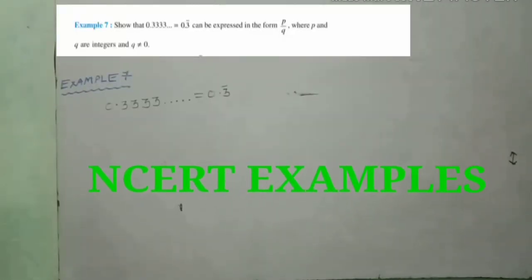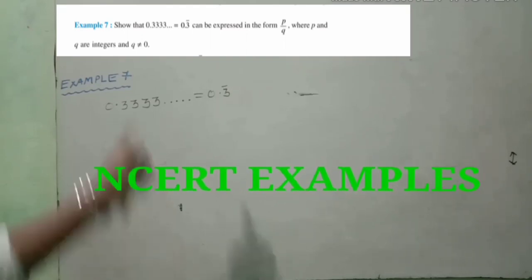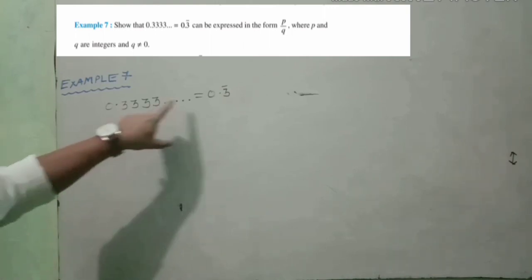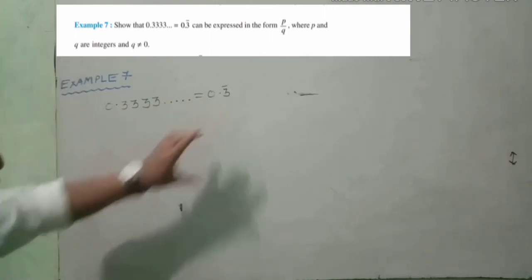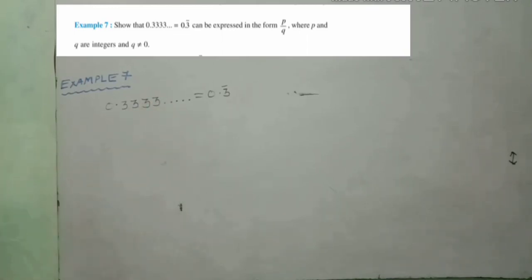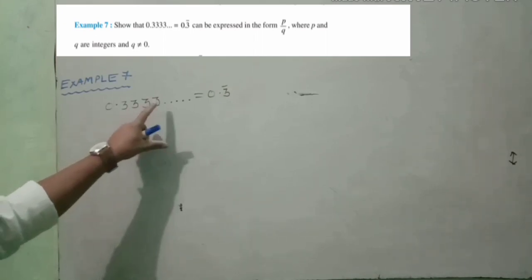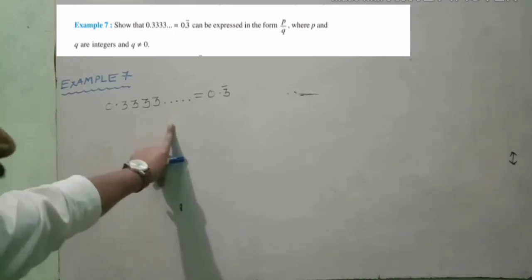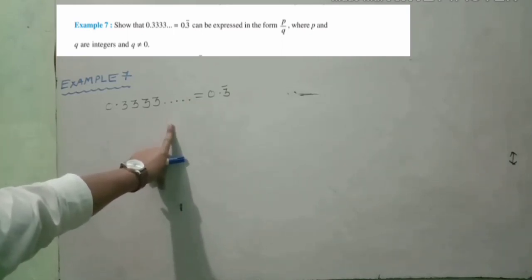Students, now see example 7 of your NCERT book on the board, and this question is saying show that 0.3333... is equal to 0.3 bar, which can be expressed in the form P upon Q, where P and Q are integers and Q is not equal to 0. It means in the whole question it is saying show that 0.3333... is equal to 0.3 bar, and we have to express it in the form P upon Q, where P and Q are integers.